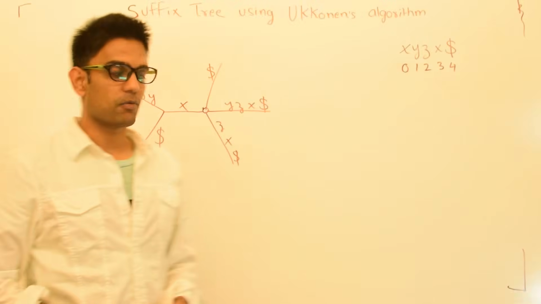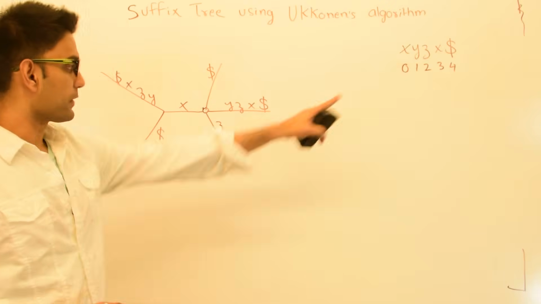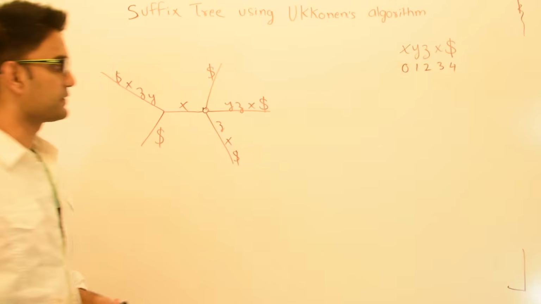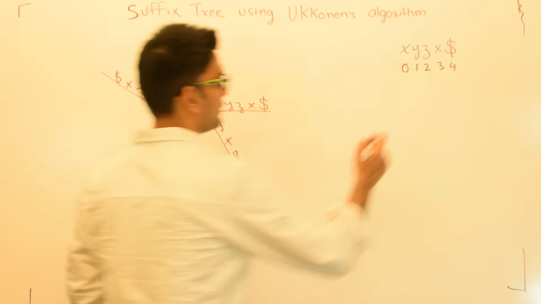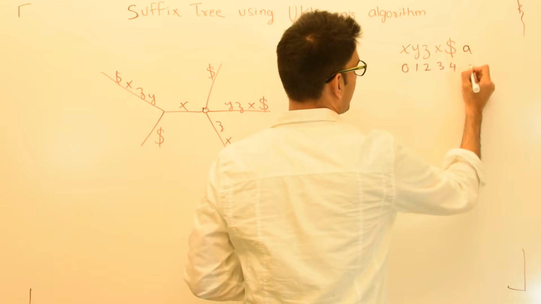Let's again understand our extension rules. So for this string, I have this suffix tree. Suppose we had more characters. So suppose there was a at the end.